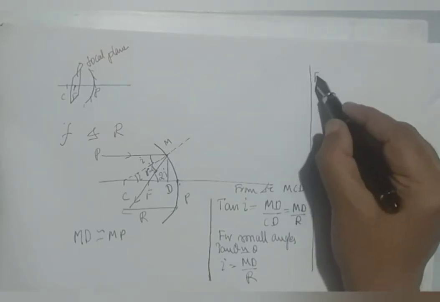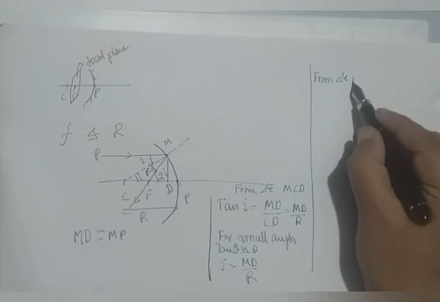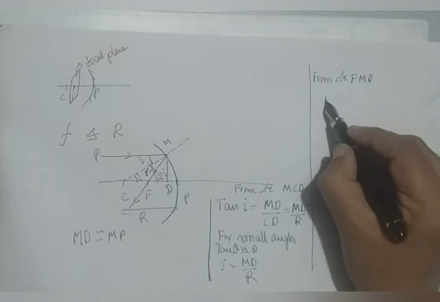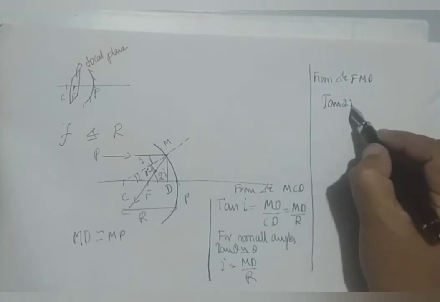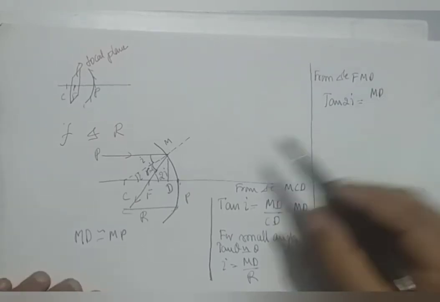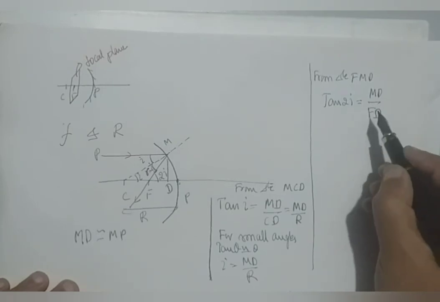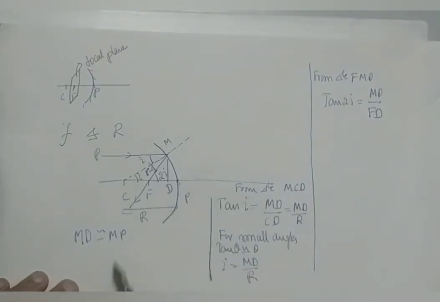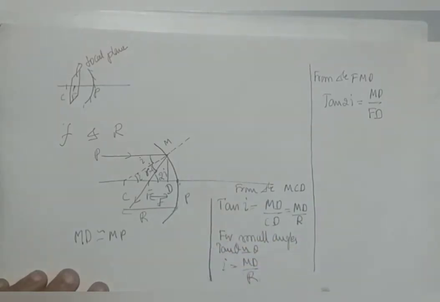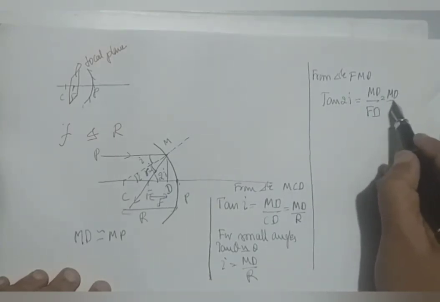From triangle FMD, tan 2I equals MD, the opposite side, by adjacent FD. But observe, as MD is approximately equal to MP, FD can be written as the focal length F. Therefore, I write MD by F.